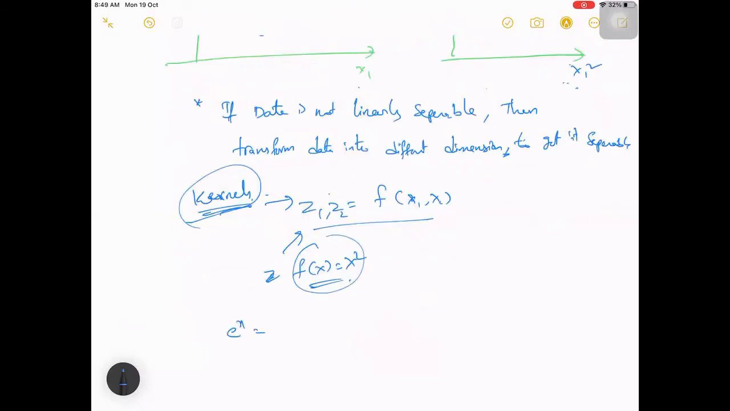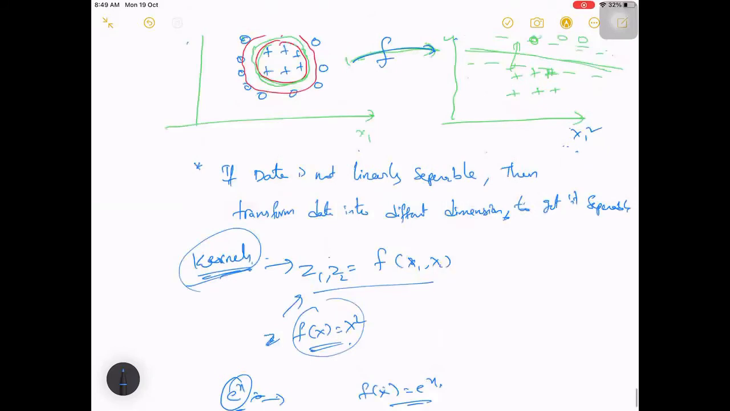So let me talk about something like this. You know, e power x is one more kind of kernel space. What you have is f of x equal to, let us say, e power x. So previously x1, x2 now will get transformed to e power x1, e power x2. In some cases maybe x square is sufficient, in some cases maybe x cube is sufficient, and so on, right? So it can be a combination as well.